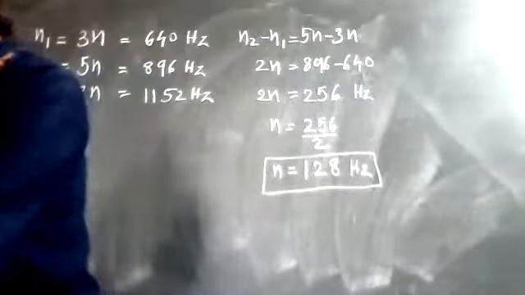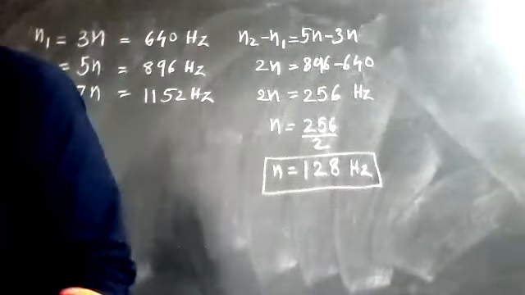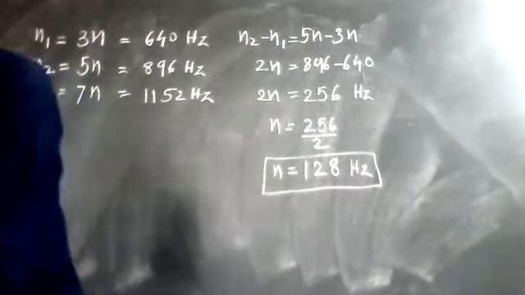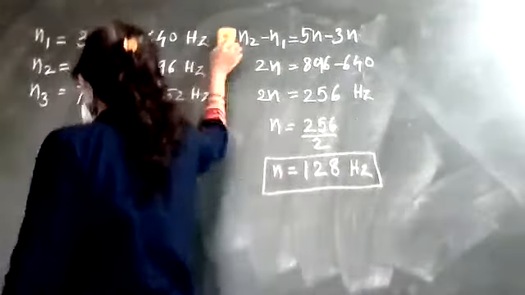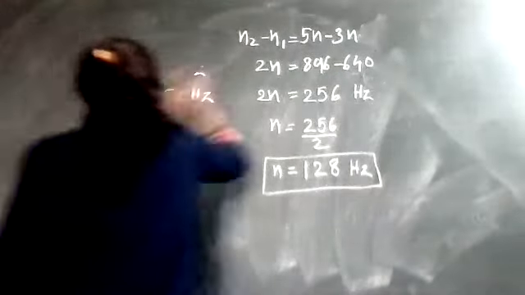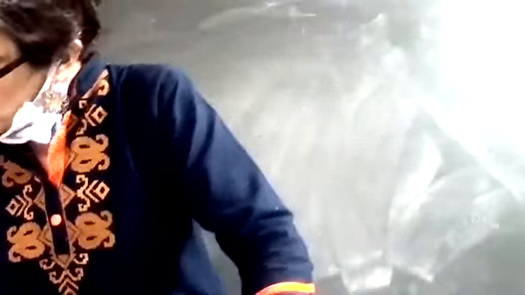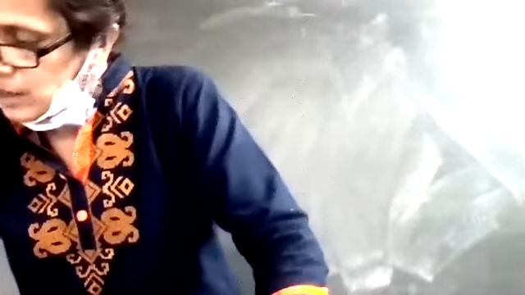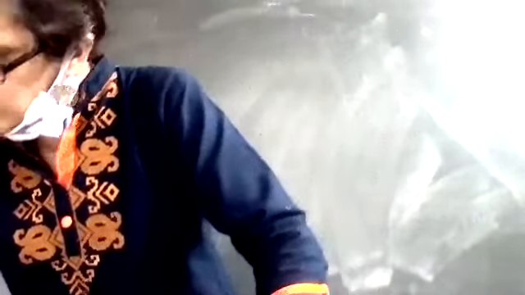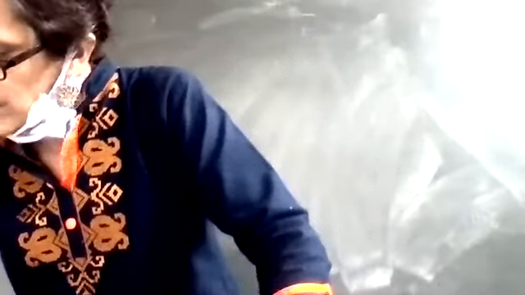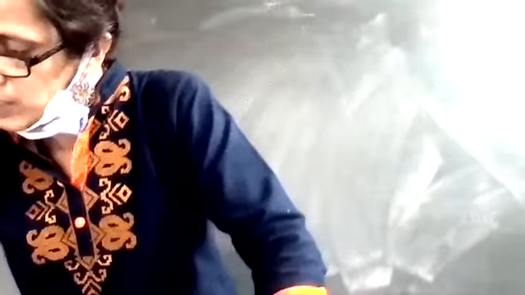Then after that, your next problem is problem number 16. Read that problem first. In problem number 16, a standing wave is produced in a tube open at both ends. The fundamental frequency is 300 Hz. What is the length of the tube if the speed of sound is given?